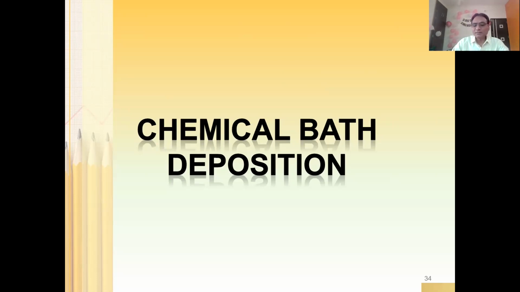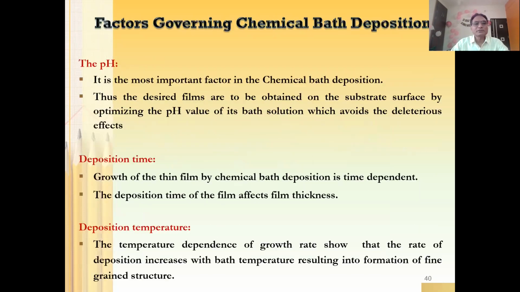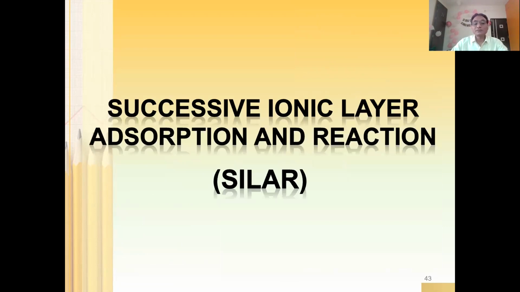Now next, chemical bath deposition we have already discussed earlier, so I'm not going to discuss this. Now this is again a solution method, successive ionic layer adsorption and reaction, which is called SILAR. As far as solution methods are concerned, there are 5 to 6 solution methods which are very simple in nature, and don't require very sophisticated instrumentation.